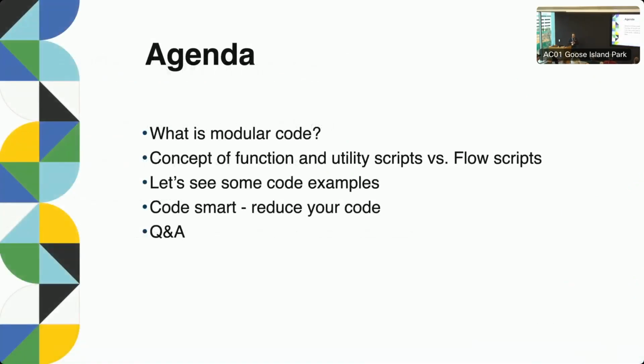So on the agenda, we are going to talk about what is modular code. So let's get to it, find out what are we really talking about. Then I'm going to dig into the concepts of function and utility scripts versus flow scripts. Those are the concepts I'm going to maybe introduce or reiterate. And then we're going to look at the code examples, so we can code smart and reduce code, and then finally some Q&A. Sounds okay? Awesome.